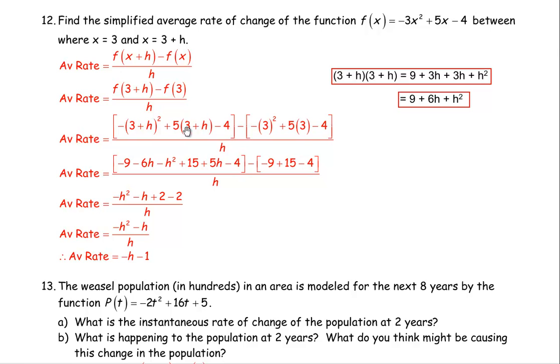5 gets multiplied in here. 5 times 3 is 15. 5 times the h is 5h minus the 4. And if we simplify all this, 3 squared is 9, so it's negative 9 here, and that's 15.